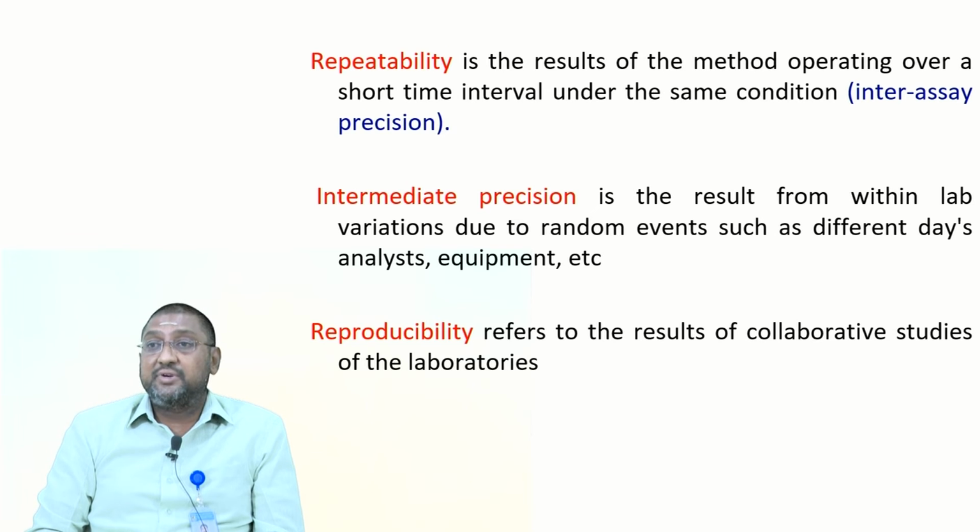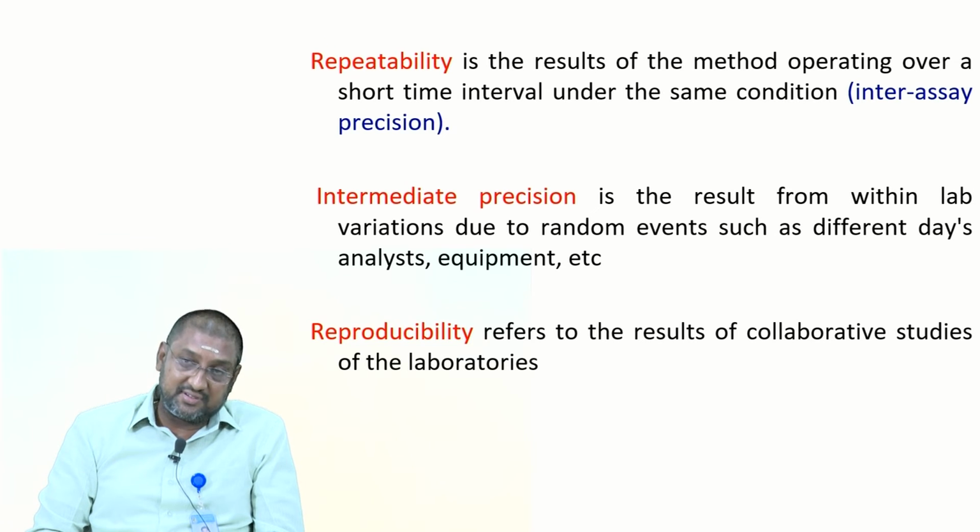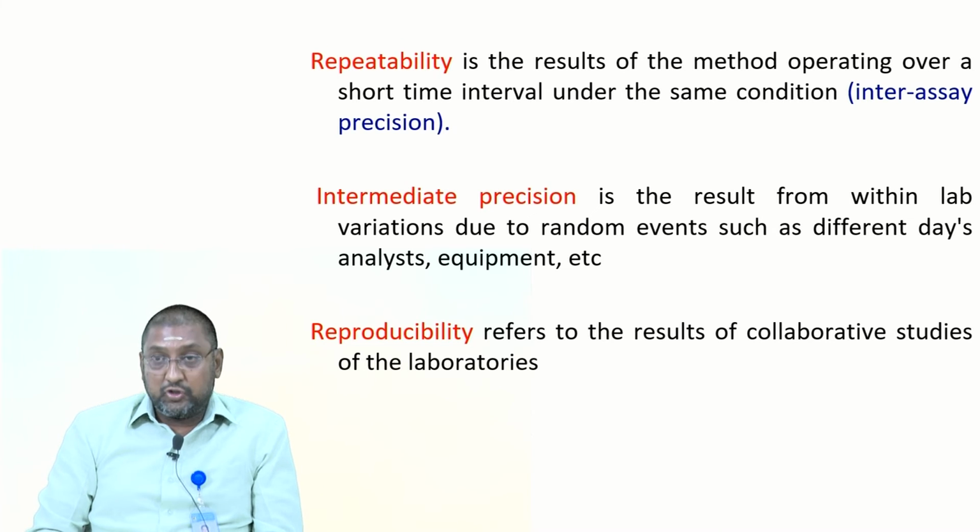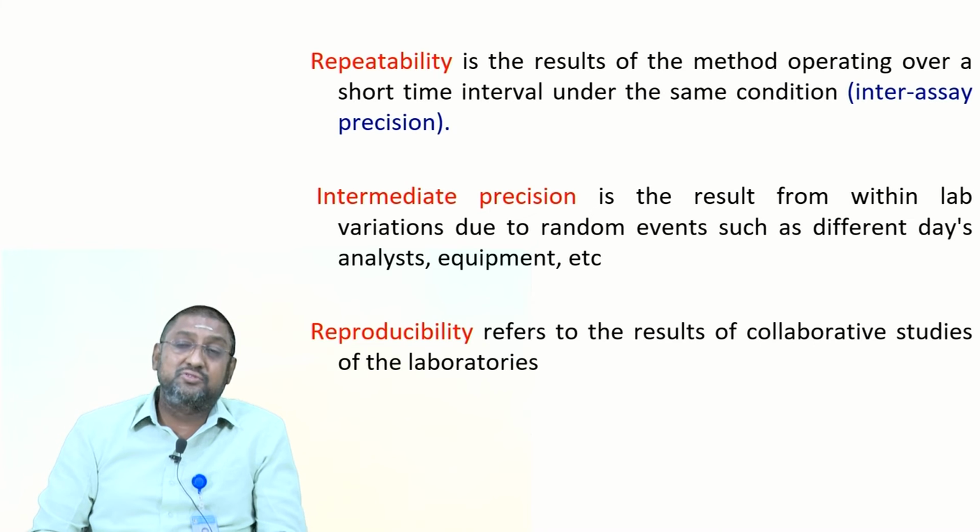The second one is intermediate precision, the result from within-lab variation due to random events such as different days, different analysts and different equipment. After developing the method, I give the method to one more person to do on a different HPLC. They do the same, using the same protocol. After getting the result, you compare the result from your instrument and the other instrument, to ensure whether the result is precise or not. The third one is reproducibility, the result of collaborative studies. You have to ensure whether the results are reproducible or not.